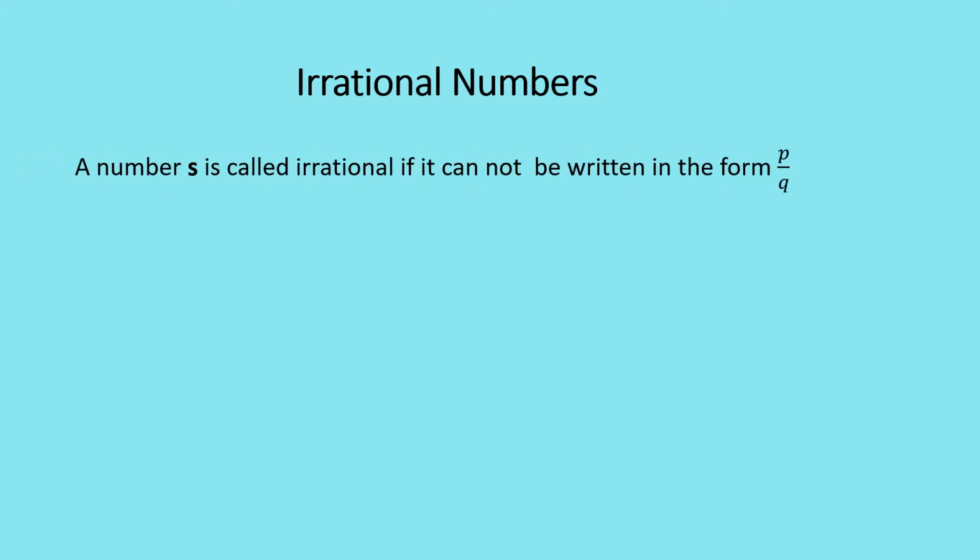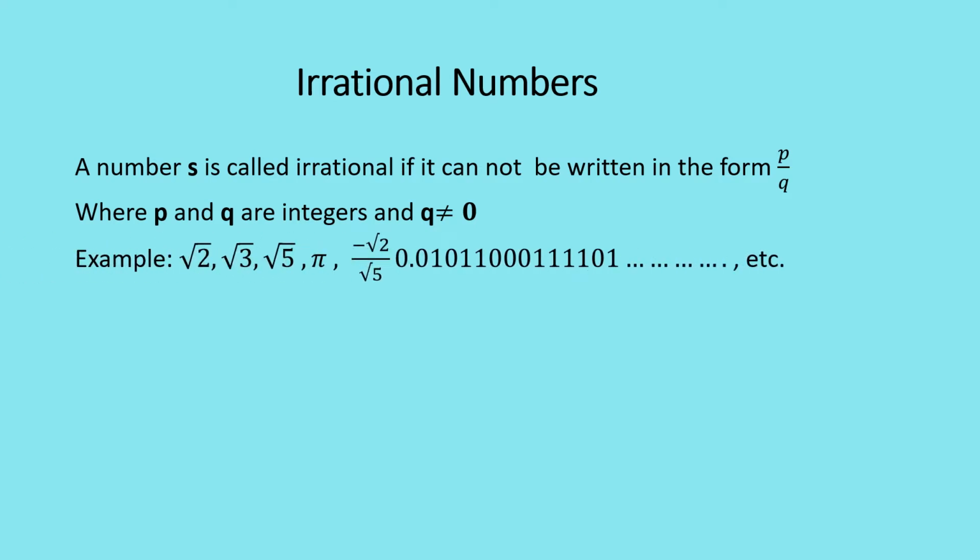A number s is called irrational if it cannot be written in the form p upon q, where p and q are integers and q not equal to 0. You can make it more clear by the examples. The square root of all the prime numbers are irrational. For example, root 2, root 3, root 5 and the value of pi. Pi is an irrational number. Then minus root 2 upon root 5. When it comes to the decimal form of an irrational number, the decimal form is non-terminating, non-repeating decimals.